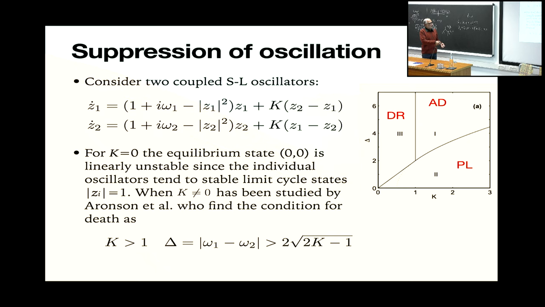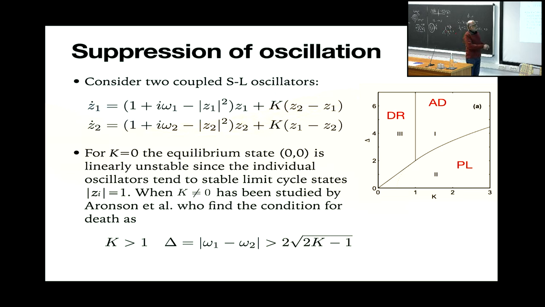And when K was not equal to 0, they allowed K to go from 0 to 3, and delta is the difference in the frequencies, omega 1 minus omega 2. And they let that go from some number to some number. And they observed the following. Okay, this is at the level of observation.